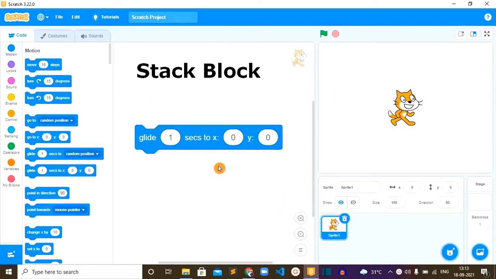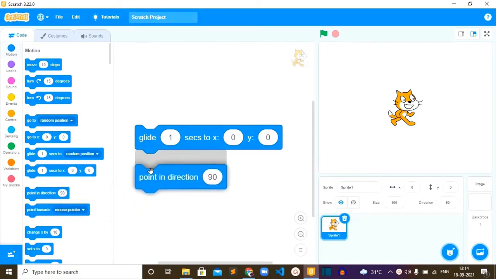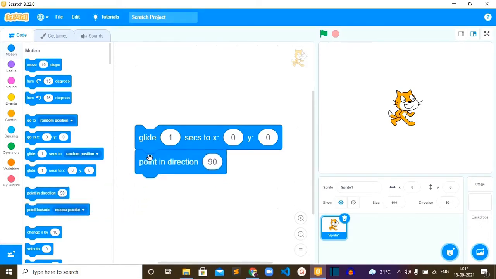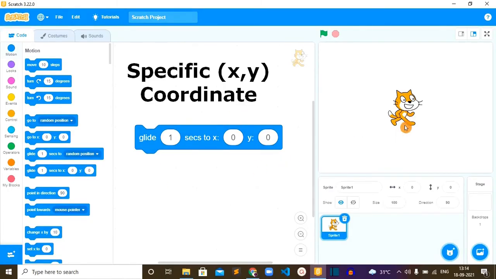It is a stack block, which means that this rectangular box is shaped to fit above and below other blocks. Like this, you can stack this block with any other block category. What will this block do? This block moves a sprite steadily to the specified x and y coordinate in the specified amount of seconds.